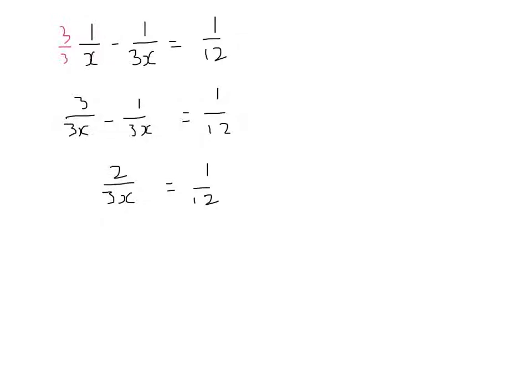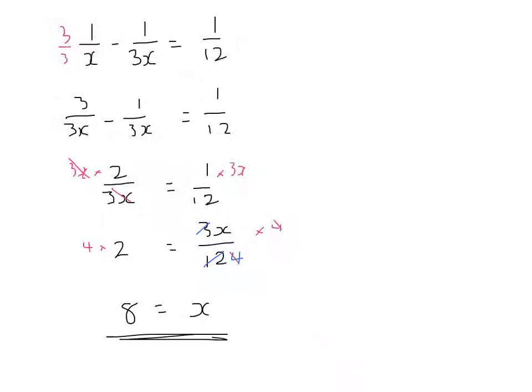I'm now going to multiply both sides by 3x, times that by 3x on the other side there. That's going to cancel that down. Leaves us with 2 is equal to 3x over 12. And we can simplify this down here. 3 goes into 12 4 times. And then if we multiply both sides by 4, and times that by 4, that will cancel that down. 4 2s are 8, will be equal to x. And that will be the answer to this question here.